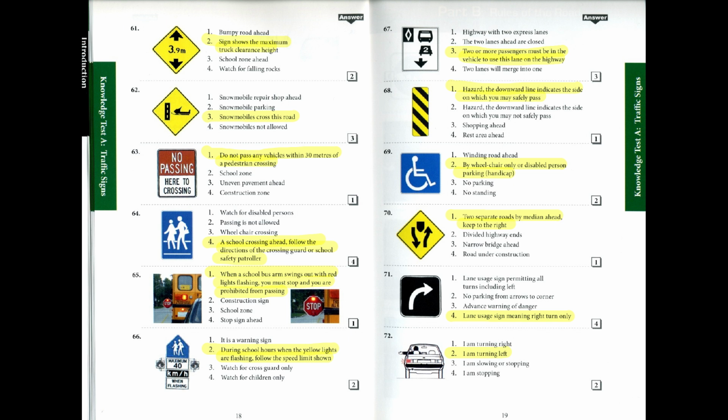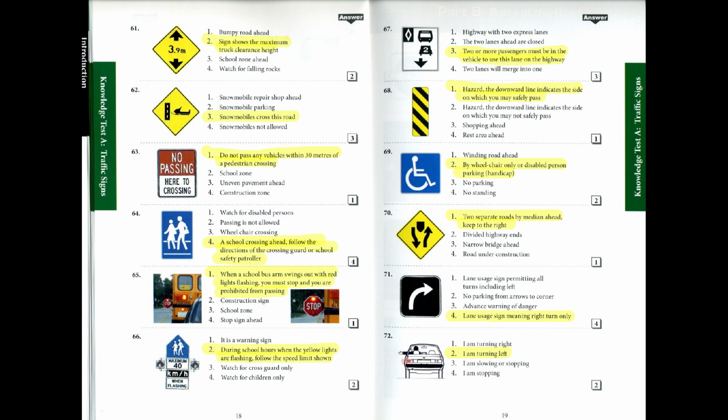Number 66. Maximum 40 km per hour when flashing. During school hours when the yellow lights are flashing, follow the speed limit shown. Number 67. 2 or more passengers must be in the vehicle to use this lane on the highway. Number 68. Hazard, the downward line indicates the side on which you may safely pass. Number 69. By wheelchair only or disabled person parking, handicap.